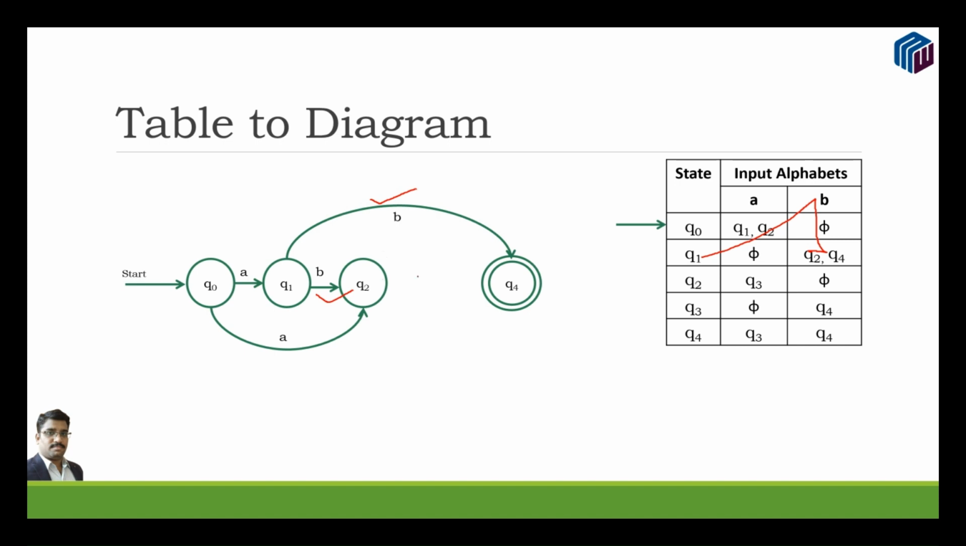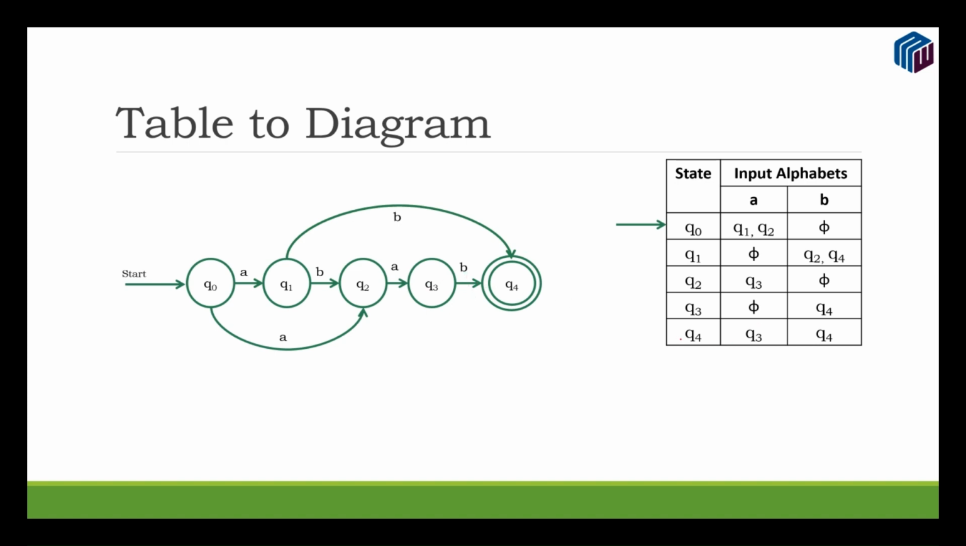Next transition is Q2. Here we have to draw the Q3 state, since there is no such state yet, and draw the transition with input alphabet A. Here we have Q3 with input alphabet A. There is no transition for B, so fine. Next, coming to Q3. Q3 on A, there is no transition. Q3 on B goes to Q4. Clear?